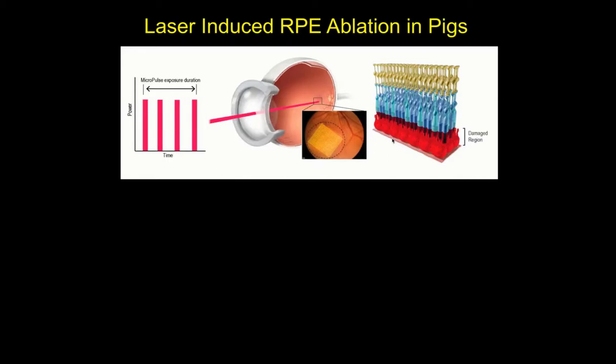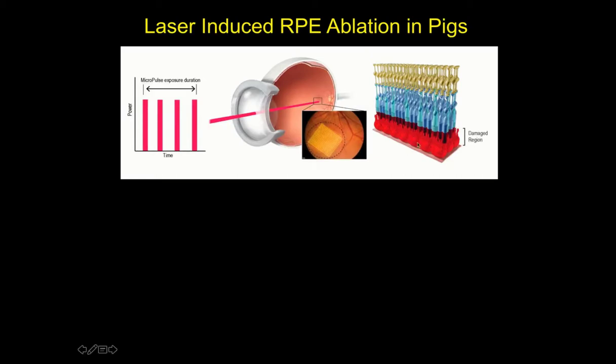we developed a model in pigs in which we wanted to see the efficacy of the entire 4x2 millimeter patch that we intend to transplant in patients. But as you may know that in pigs there is no genetic model for AMD. So we developed a laser-induced RPE ablation model in pigs. And we use a micropulse laser that uses a 532 nanometer wavelength to selectively ablate RPE cells, because that wavelength is absorbed by the pigment of RPE.